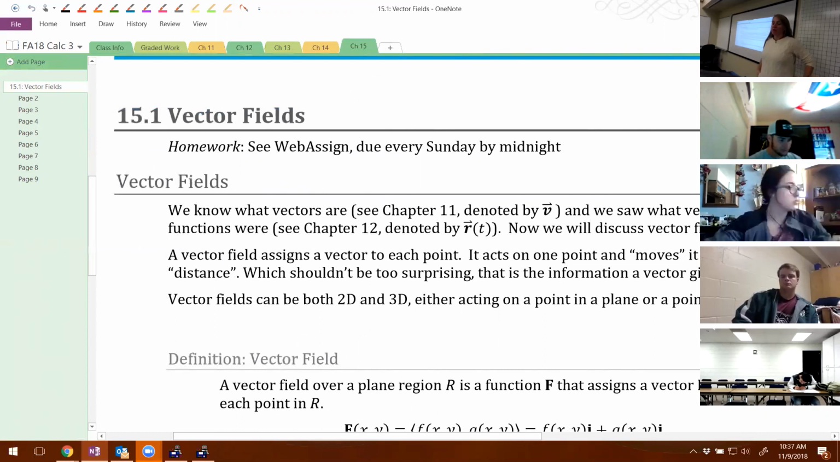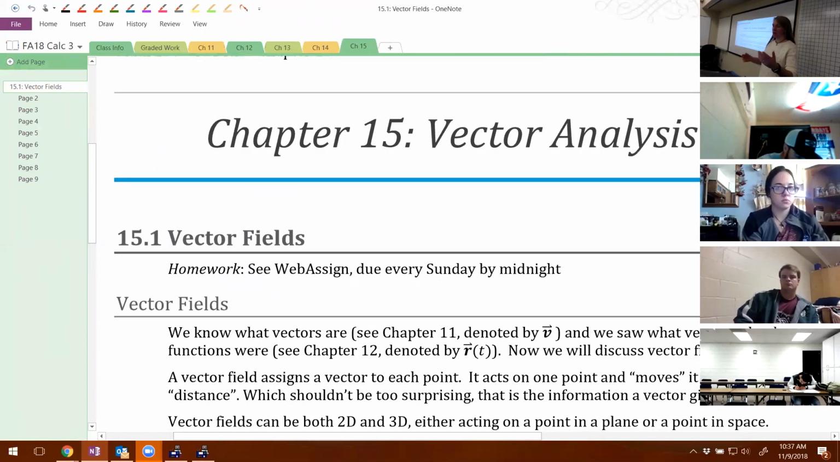So chapter 15, the whole thing, is about vector analysis. We're going back to things we talked about as vectors way back in the beginning, and we're going to say, okay, how can I apply those in more situations than we have so far? So we're going to pull a lot of things that we've talked about together here, but then still talk about new stuff, which shouldn't be too surprising.